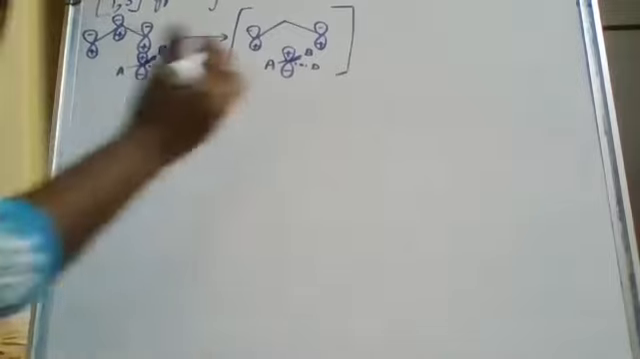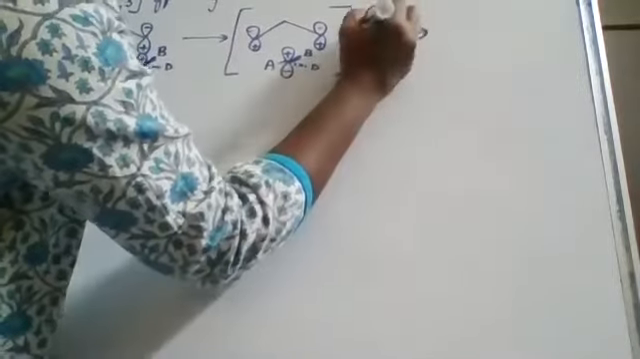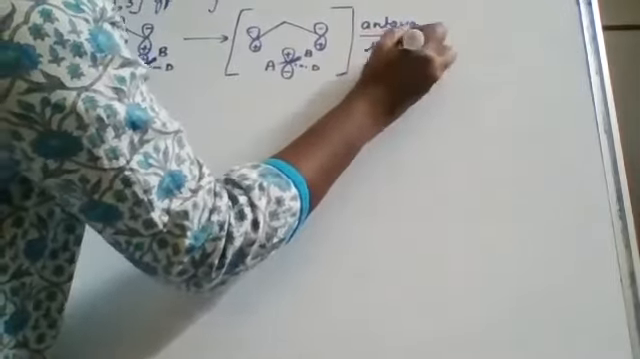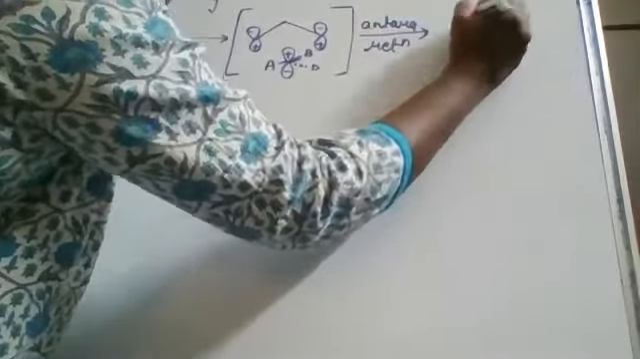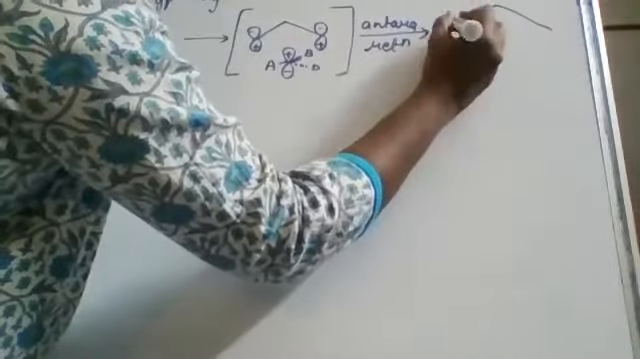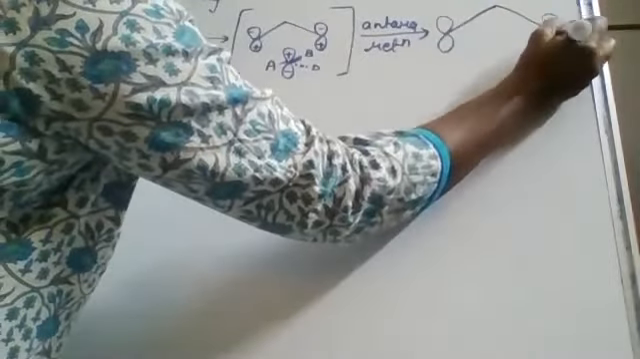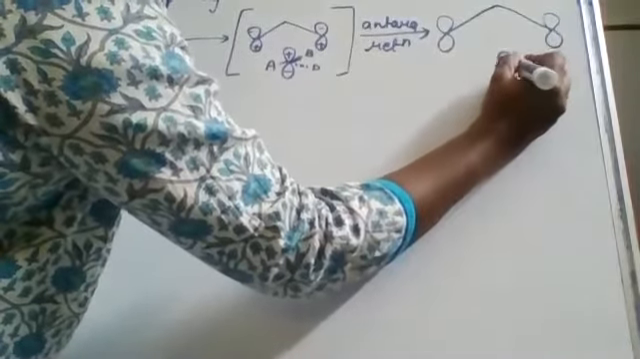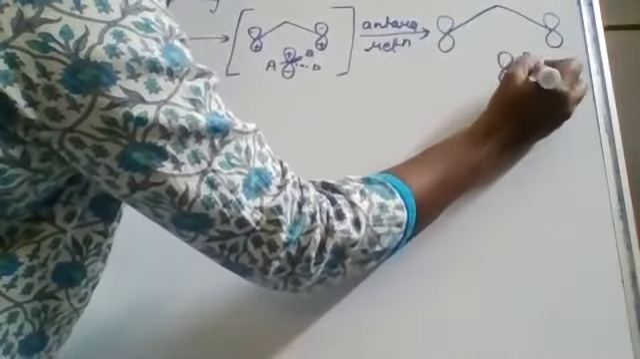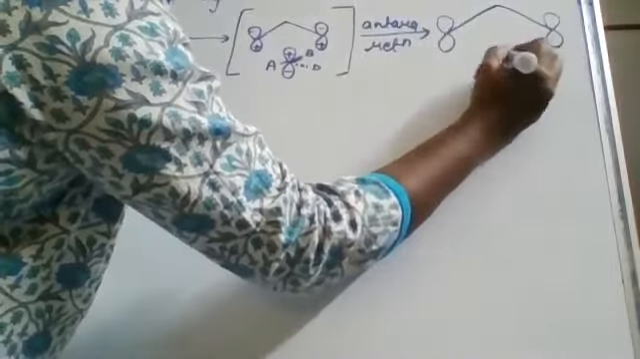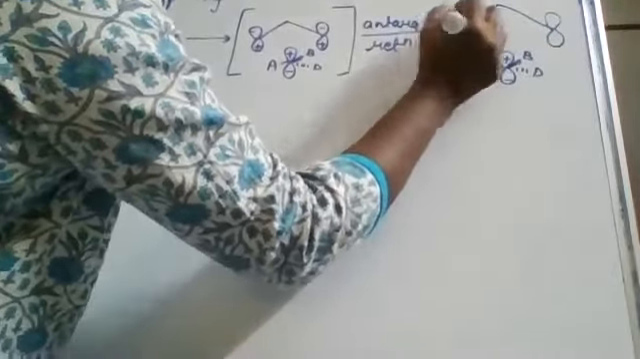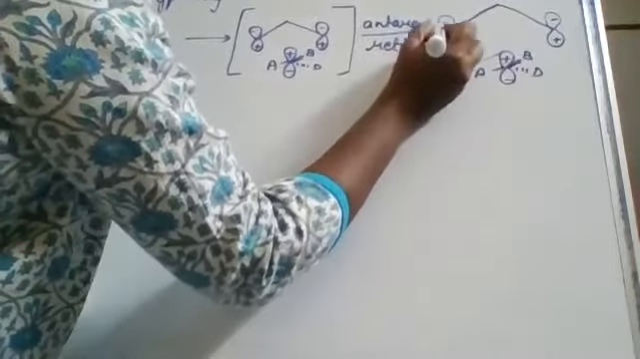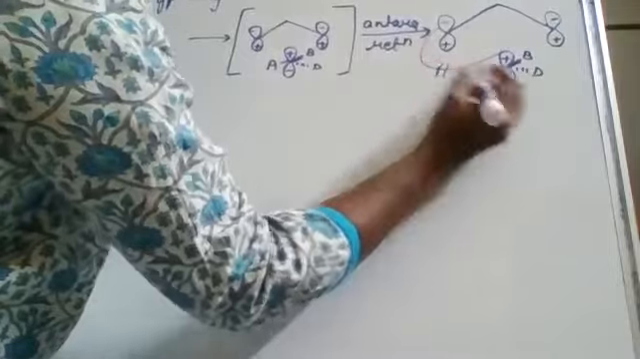The same molecule in the transition state, antarafacial migration with retention of configuration. In the retention of configuration, I'm going to draw the p orbitals. Antarafacial migration, I'm getting one node.